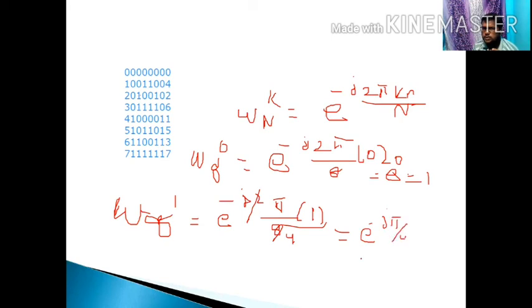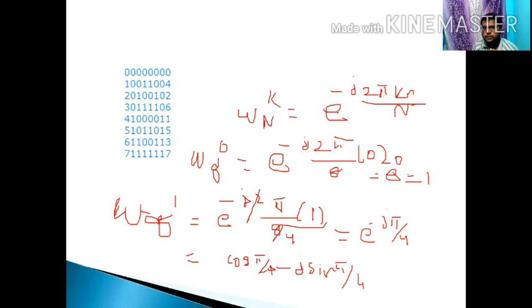So how to write this formula, e power minus j pi by 4, which is equal to cos pi by 4 minus j sin pi by 4. e power minus j theta is nothing but cos theta minus j sin theta. Here cos pi by 4 is 1 by root 2, and sin pi by 4 is 1 by root 2. So 1 by root 2 minus j 1 by root 2, that is 0.707 minus j 0.707. This way you have to calculate the twiddle factor values.